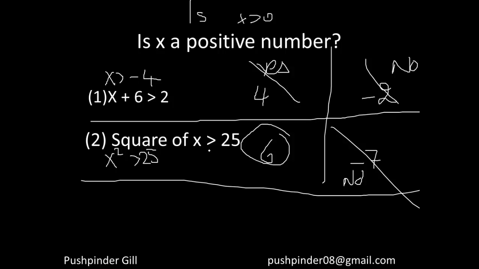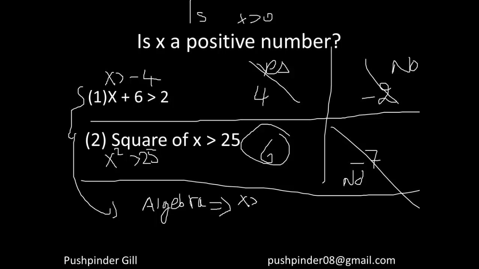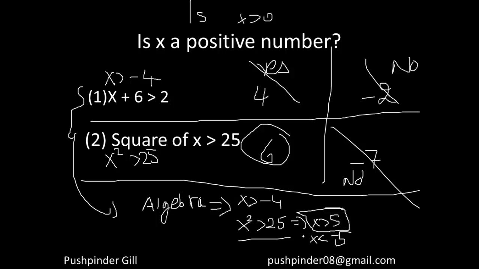Square of x is greater than 25 and x plus 6 is greater than 2. Now this is where you should start thinking algebraically, because this is the path, this is the way you should be starting to think. Why is that? If x is greater than minus 4 and x square is greater than 25, then if x square is greater than 25, that means x is either greater than 5 or x is less than negative 5. Only these values would satisfy this statement. And over here x is greater than minus 4, that means only these values would satisfy the statement. This would go.